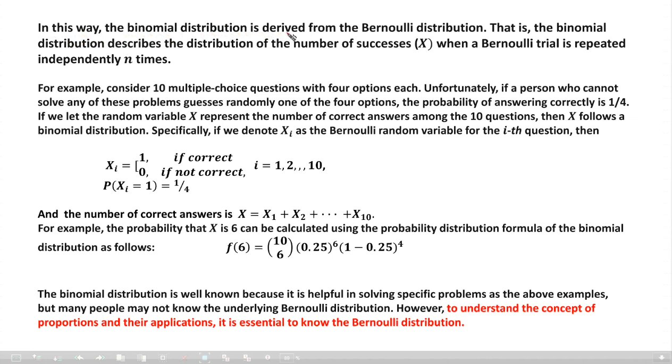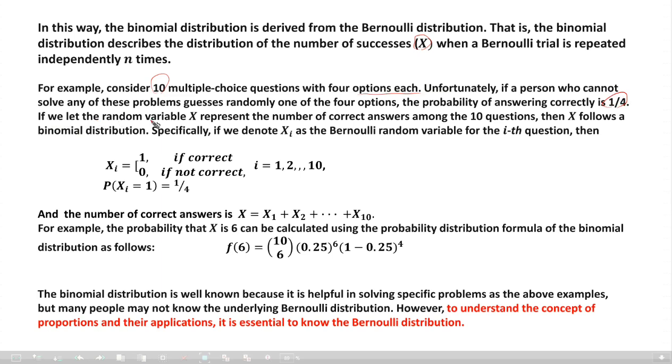Okay, I will repeat again. The binomial distribution is derived from the Bernoulli distribution. That is, the binomial distribution describes the distribution of the number of successes, x, when a Bernoulli trial is repeated independently n times. For example, there are 10 multiple choice questions with 4 options each. Unfortunately, a person cannot solve any of these problems, so just guesses randomly one of 4 options. Then the probability of answering correctly is what? 1 over 4, right?